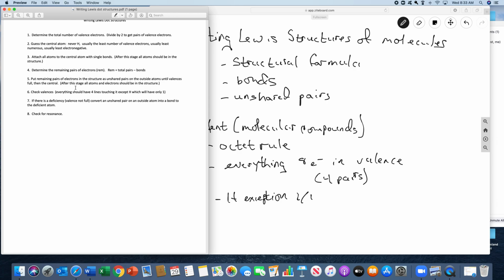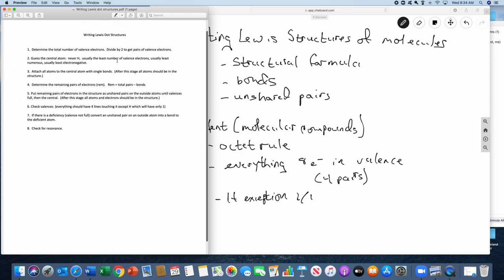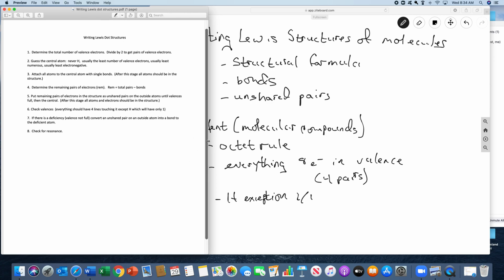Think of if you've ever built something from, say, IKEA, you don't want any extra parts. Then we check the valences. Like I said, everything should have 4 lines touching it. And if we're done, we're done. If not, if there's a deficiency, it'll likely be that central atom. Then what we do is we convert an unshared pair on an outside atom into a bond to the deficient atom. And then we check for resonance. Like I said, I'm going to go through a bunch of examples. This will make way more sense as I go.